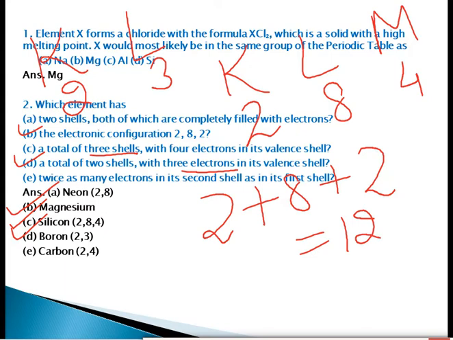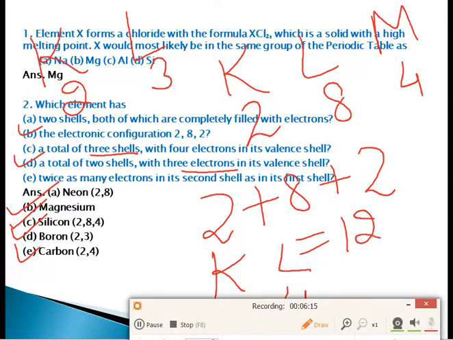Now the last one, twice as many electrons in its second shell as in the first shell. Means suppose in the K shell it is having 2 electrons, then in the L shell it should have 4 electrons. Twice of that means double of that. So which element is having 6 atomic number? It's carbon with electronic configuration 2, 4. So if this type of questions will come in the exam, you can easily write that.